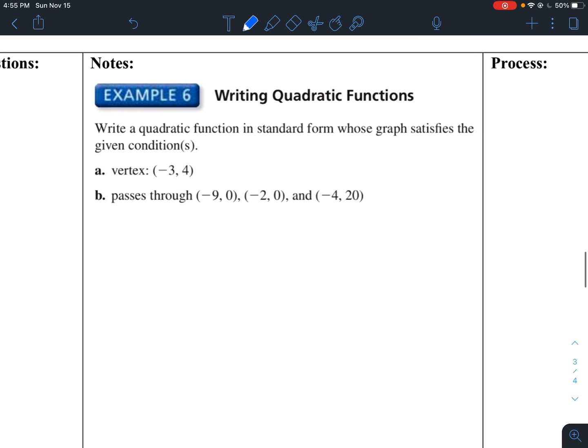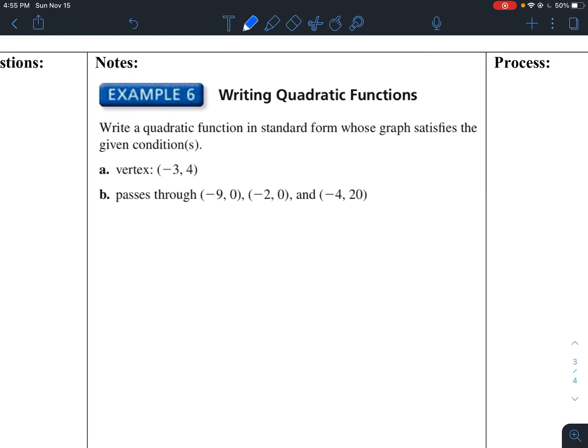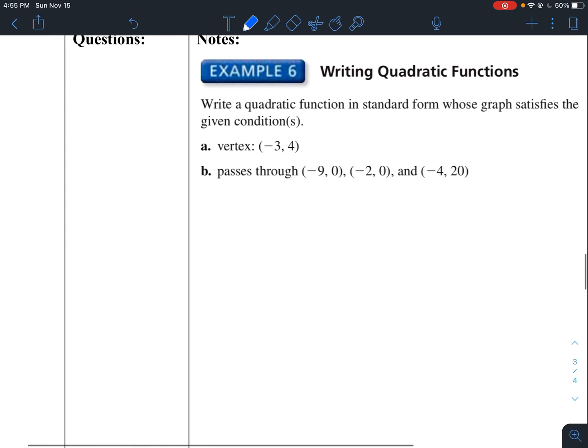Alright, so writing quadratic functions. For a, it gives us a vertex, and for b, it gives us some points through which the graph passes. So we want to write a quadratic function in standard form whose graph satisfies the given conditions. Okay, so for a, it has to have a vertex of negative 3, 4. And it passes through these points right here.